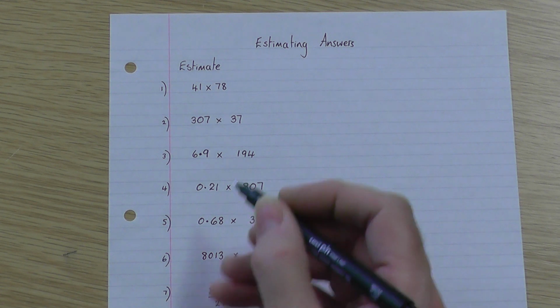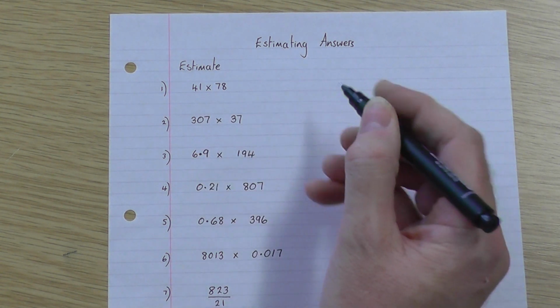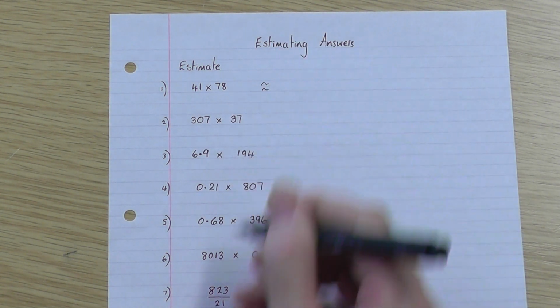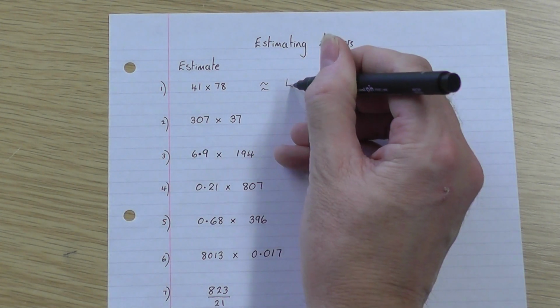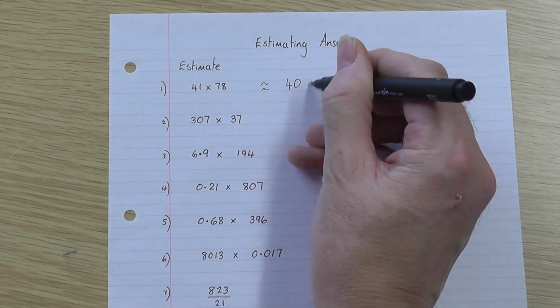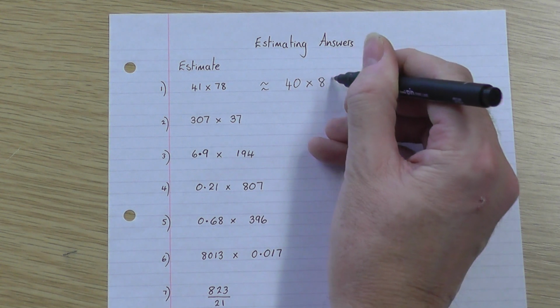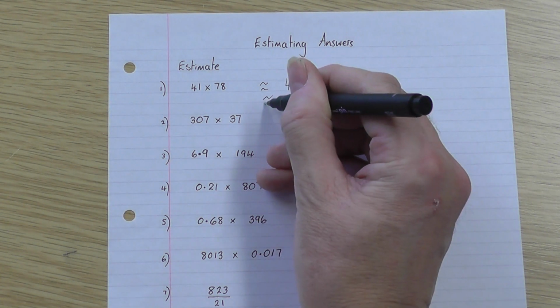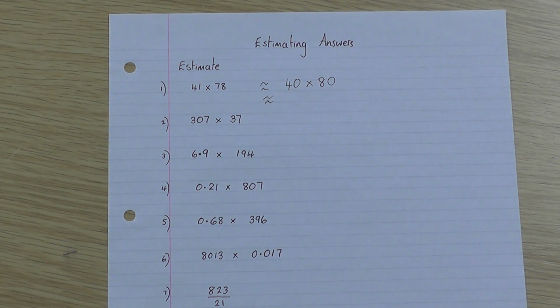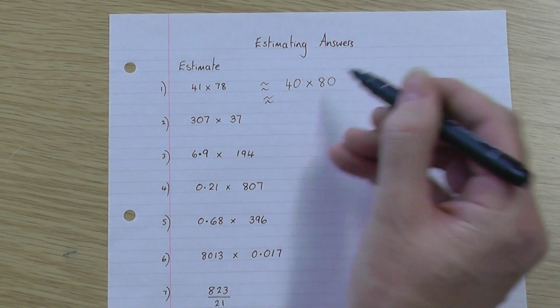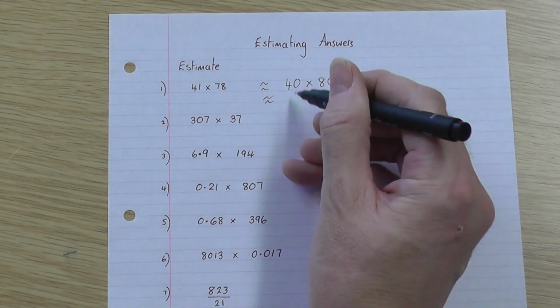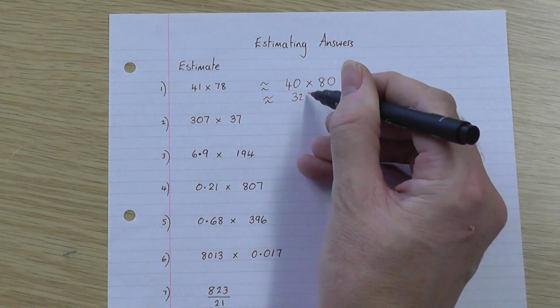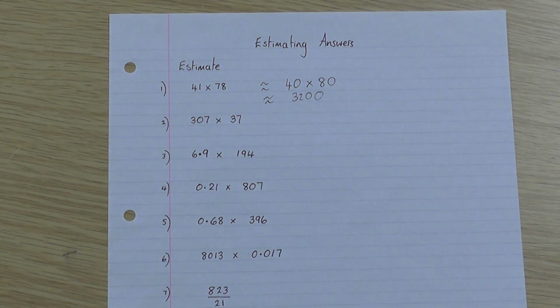So for example, number 1, here we go. 41 times 78, I'm going to say is approximately equal to 41 to the nearest 10 is 40 times 78 is approximately 80. So the sum is about an estimated answer of 40 times 80. So the approximately equal to answer will be, if they end in zeros, this is easy. 4 times 8 is 32, and then 2 noughts, 3,200.